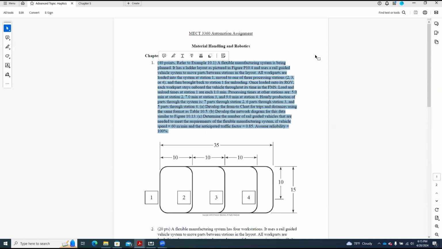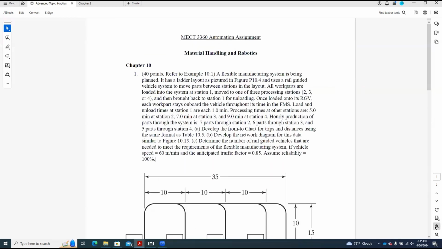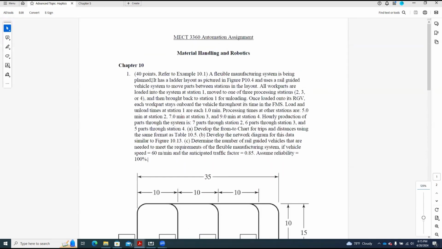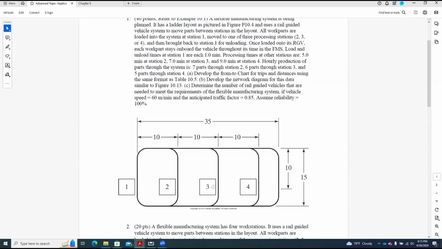All right, so this is from assignment 5, and let's read this one first. A flexible manufacturing system is being planned. It has a ladder layout. That means the stations are in steps, okay, in the ladder layout, and it uses a rail guided vehicle system. So we have this rail guided vehicle.